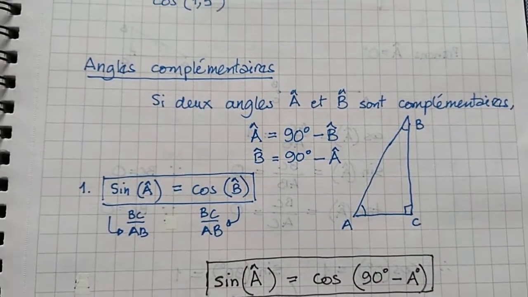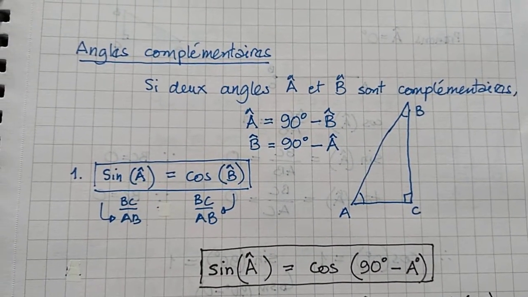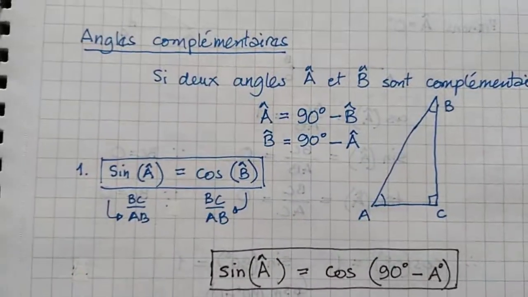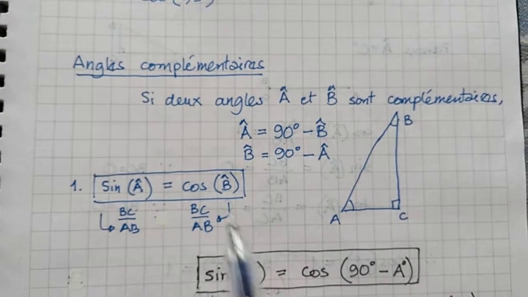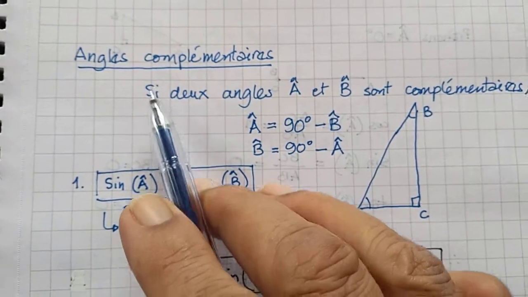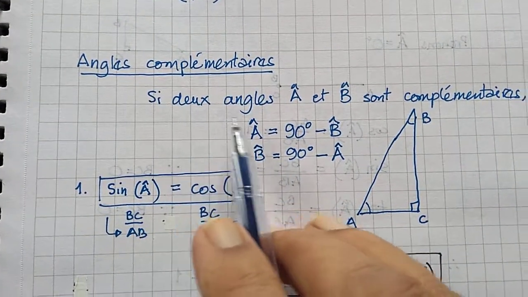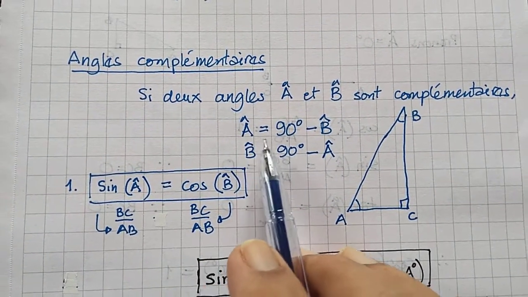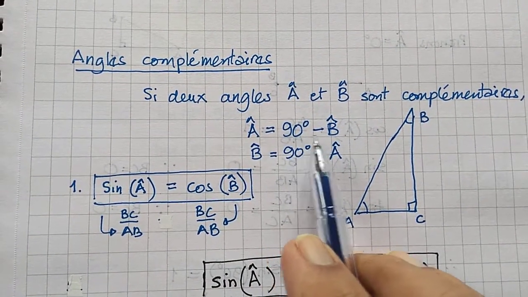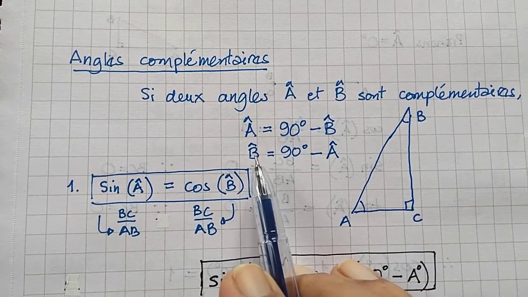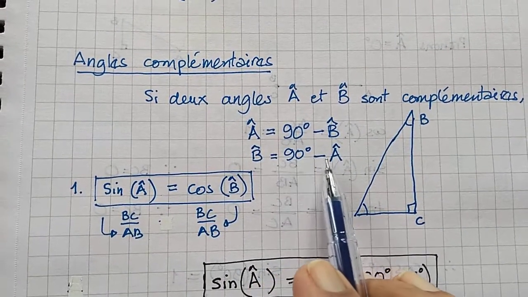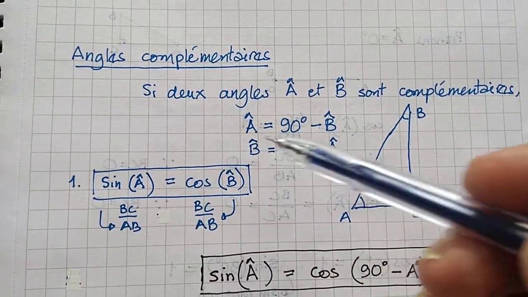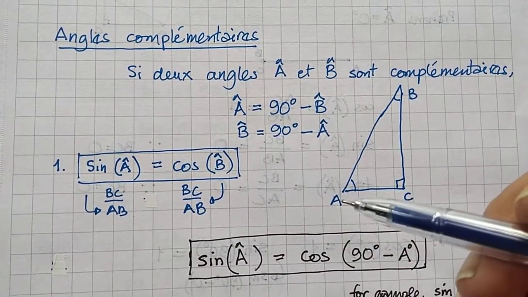So in this video we will look at some more properties of trigonometric functions. So let's start with one of the simpler properties, angle complémentaire. Si deux angles A et B sont complémentaires, alors A est égal à 90 degrés moins B et aussi B est égal à 90 degrés moins A, où A et B sont mesurés en degrés.